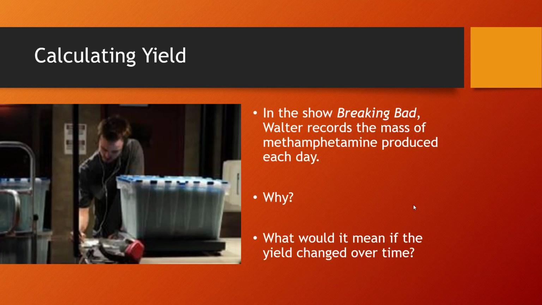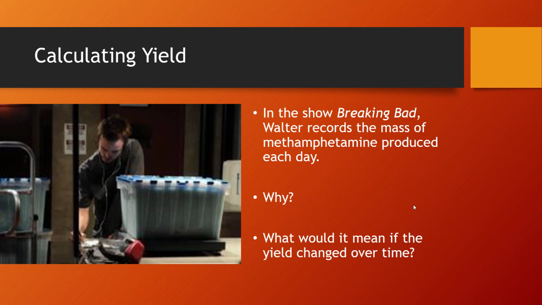So calculating yield, on the other hand, is an issue of looking at what you end up getting. So in the show Breaking Bad, Walter records the mass of methamphetamine produced each day. So the mass of meth is determined by, well, how much goes in and how much comes out. Now, Walter's not getting 100% yield. He never would. What would happen is there are going to be side reactions. They actually show the guys cleaning out the reaction vessels one day, and you can see there's some scum on there. That scum is going to be reducing the amount of meth that they're making.